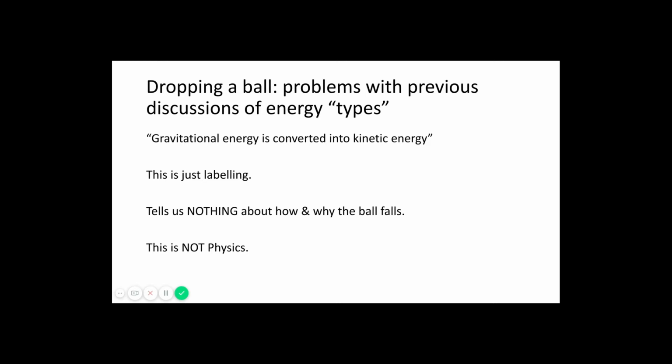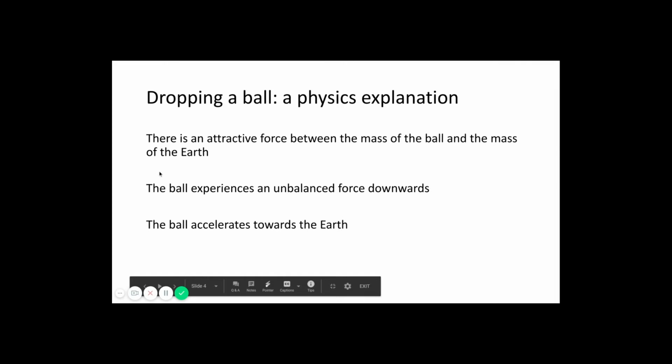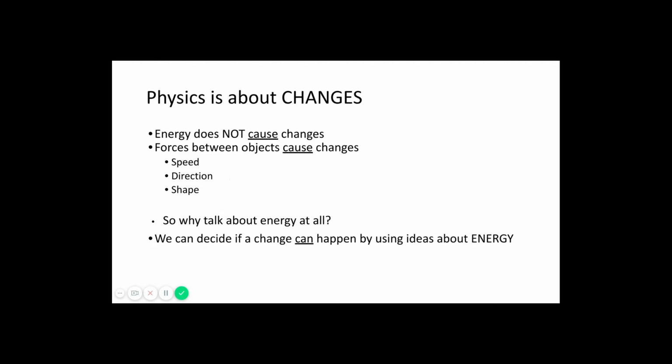A more useful explanation might go something like this. There is an attractive force between the mass of the ball and the mass of the Earth. The ball accelerates downwards because it experiences an unbalanced force. I've given a clear explanation there of what, why, and how, and not mentioned energy at all. That's because physics is about changes, and changes are caused by forces, not energy.